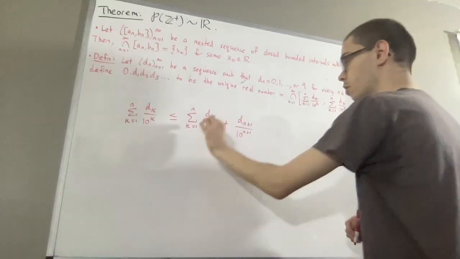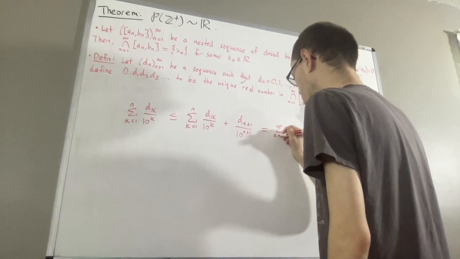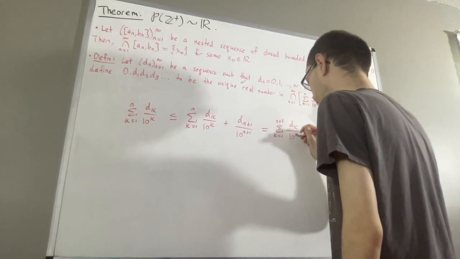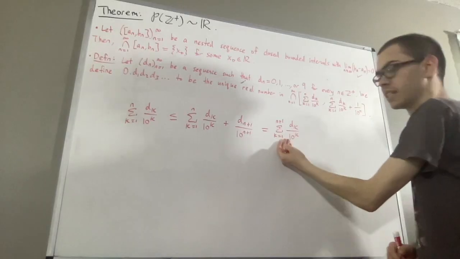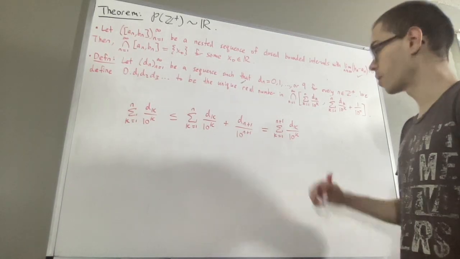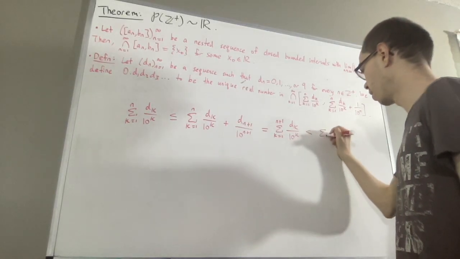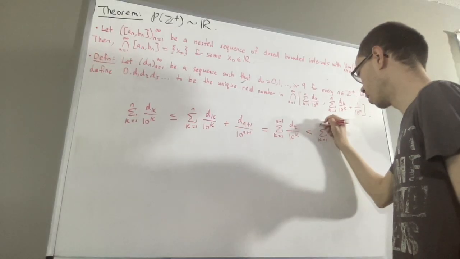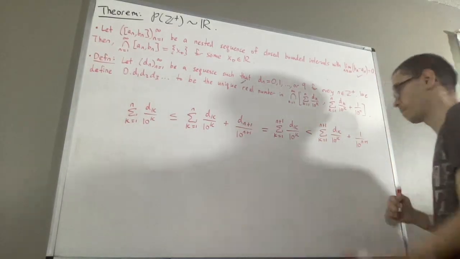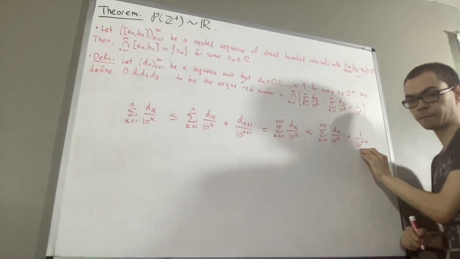But then, adding these two guys together, this is really just the sum from k equals 1 to n plus 1 of d_k over 10 to the k. Right, and that is the left endpoint of the n plus 1th interval. We know that the left endpoint of the n plus 1th interval is less than the right endpoint of the n plus 1th interval. Right, in fact, that's going to be true for any interval because this is positive.